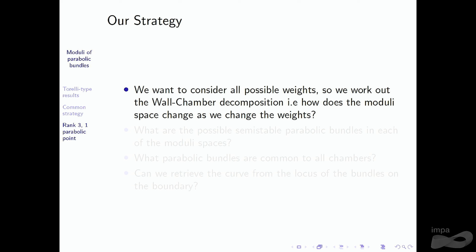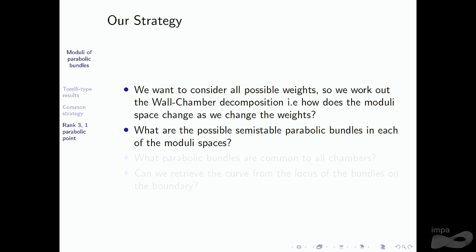So that's one thing. And then the question is, what are the possible semi-stable parabolic bundles in each of the moduli spaces? If you look at this wall-chamber decomposition, for each chamber, all the moduli spaces are going to be isomorphic. So take a moduli space in there and ask, what are the bundles that are semi-stable with respect to the weights here? There will be some bundles that are always stable, irrespective of the weights, almost. So what are those bundles?